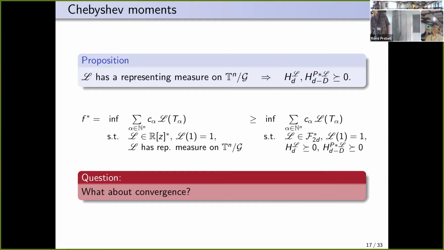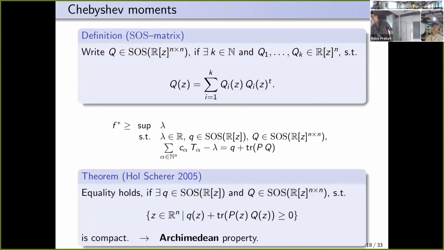Now we need to show that this converges to the optimal value of the polynomial under some assumptions. And it was introduced in an article from 2005 and used in this article by Orion and Tobias: sum of squares matrices. We say that a matrix is a sum of squares if you have finitely many matrices, Q1 up to Qk, such that you can write the Q like this.